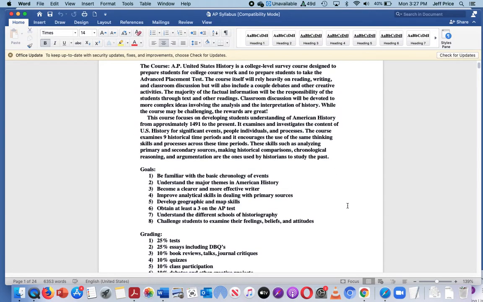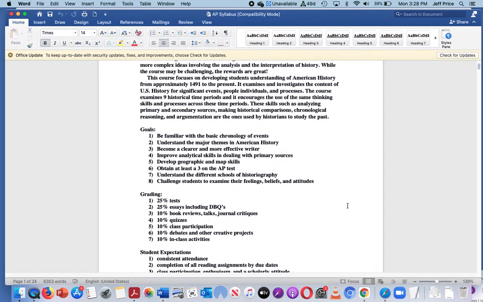The course examines 9 historical time periods. It also encourages the use of a large number of critical thinking skills that they use across these time periods as well. They include things like analyzing primary and secondary sources, making historical comparisons, chronological reasoning, and argumentation. So those are some of the skills they'll be looking at.